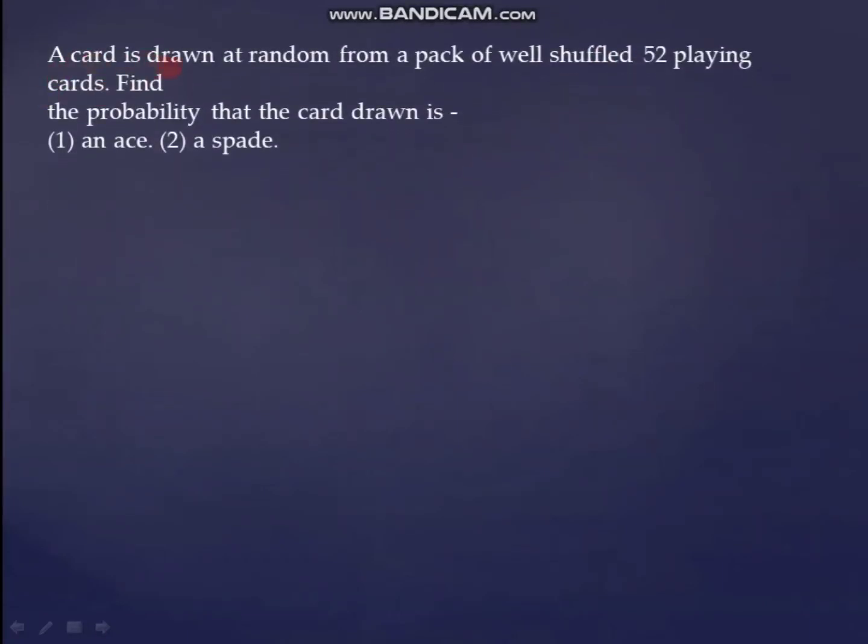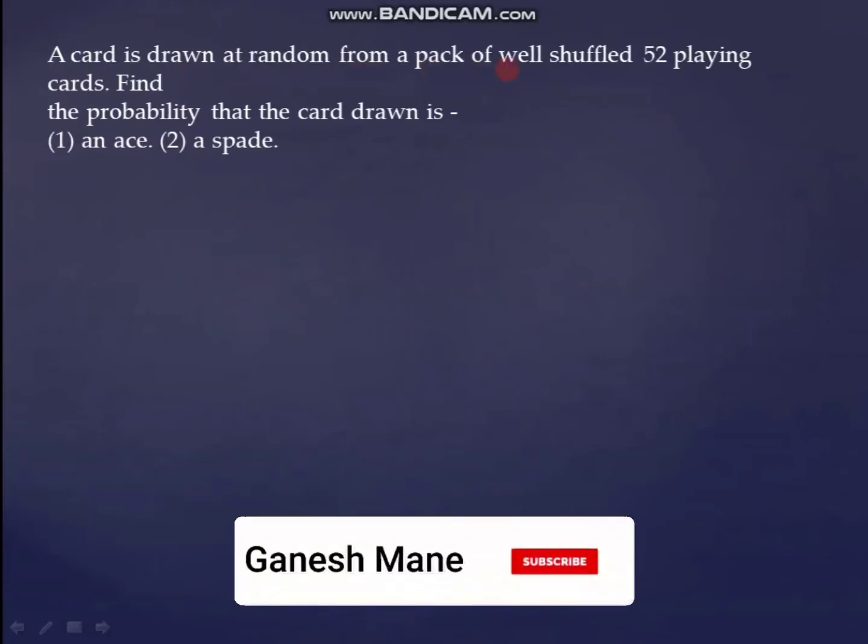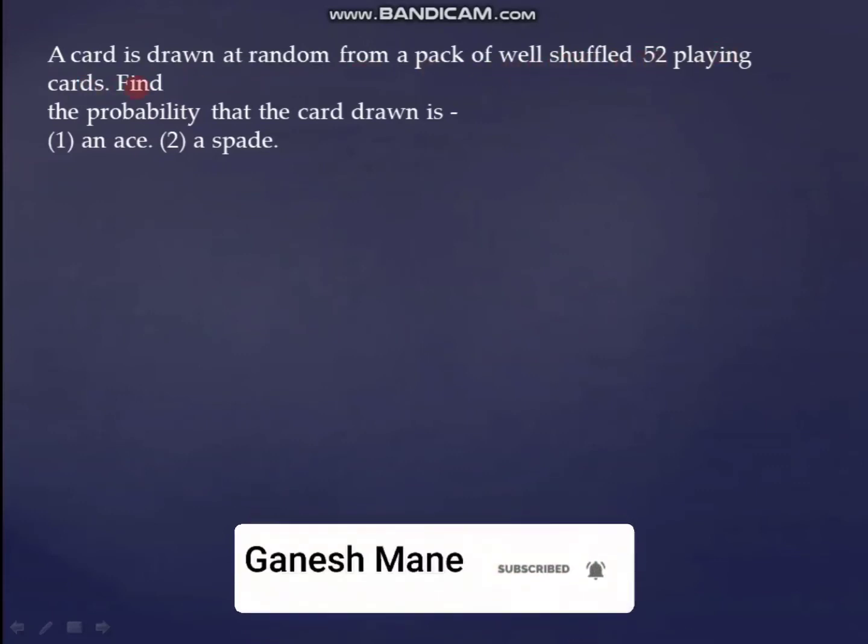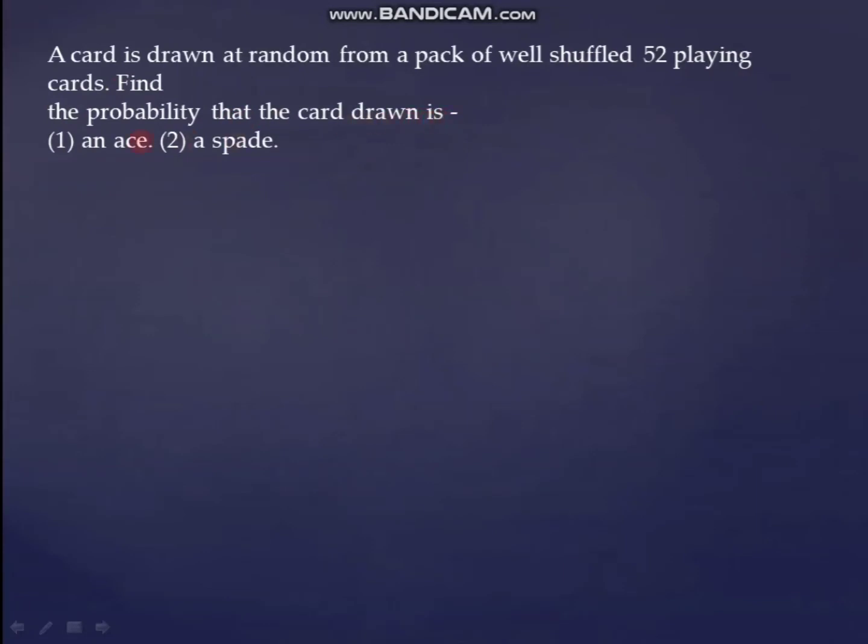Next problem is, a card is drawn at random from a pack of well shuffled 52 playing cards. We have to find the probability that the card drawn is an ace or a spade. As we know, there are 52 playing cards in a pack. So for the sample space, we have to draw one card from a pack of 52 playing cards, so it can be any number from 1 to 52. That's why the sample space for this random experiment is S is equal to 1, 2, 3, 4 up to 52. As there are 52 sample points in this sample space, n of S is equal to 52.